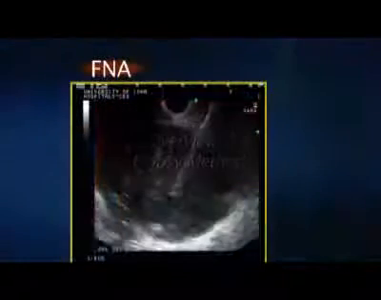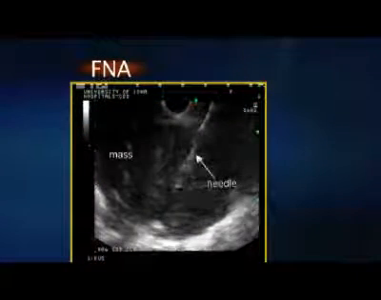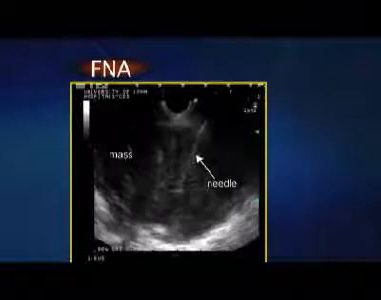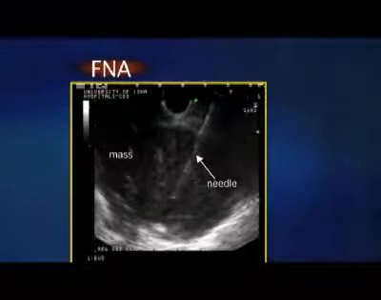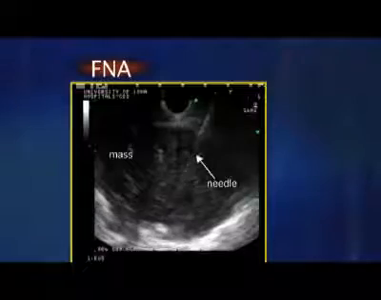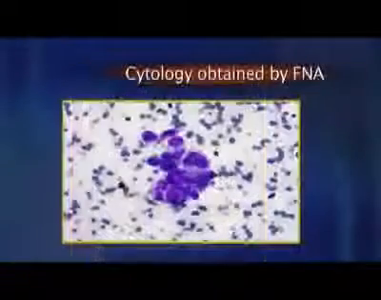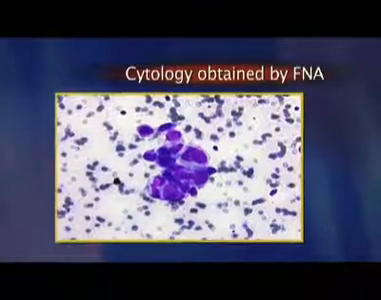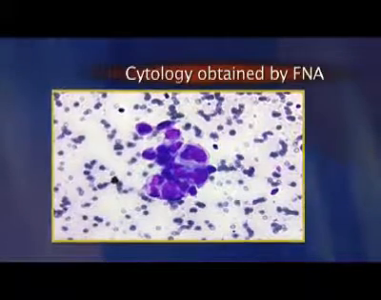The classical way of EUS-guided tissue sampling is fine needle aspiration, or FNA. The aspiration needles used for FNA are easy to handle in almost every endoscope position. FNA yields cytology specimens, which are sufficient to make a diagnosis in most cases.